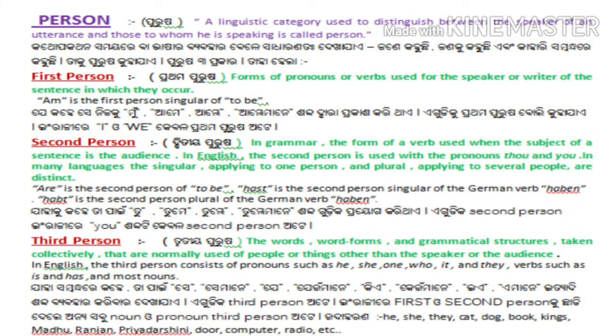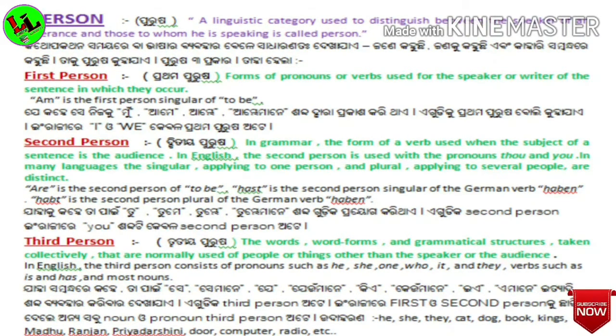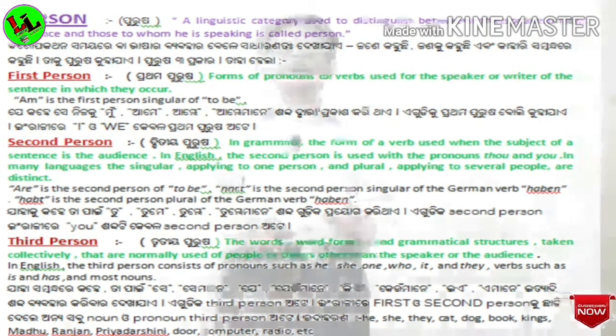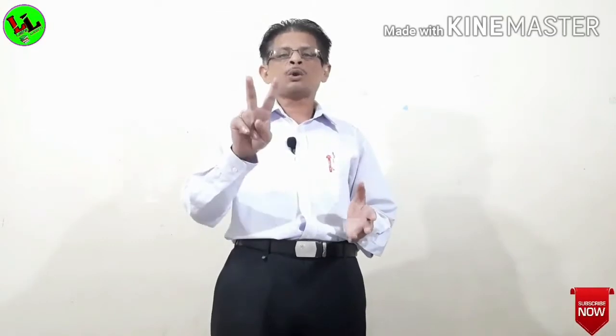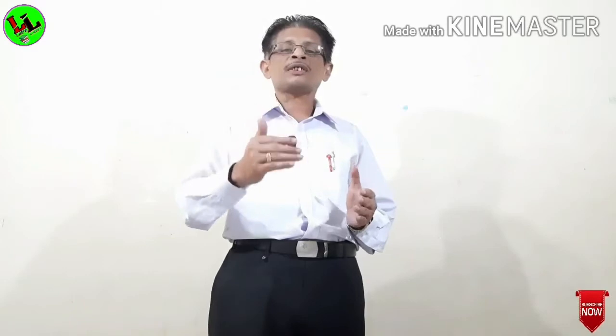First person forms are pronouns or verbs used for the speaker or writer of the sentence in which they occur. Now you see, am is the first person singular of to be. So in English there are only two words: one is I and another is we. These two words are treated as the first person in English grammar.